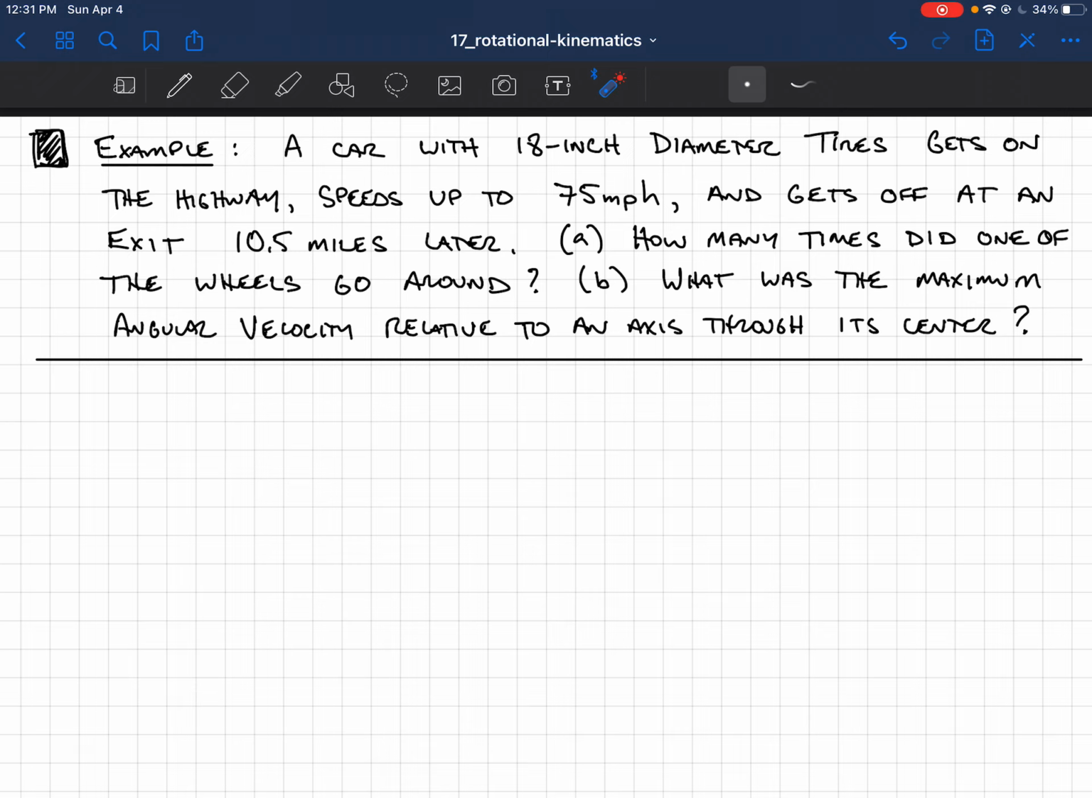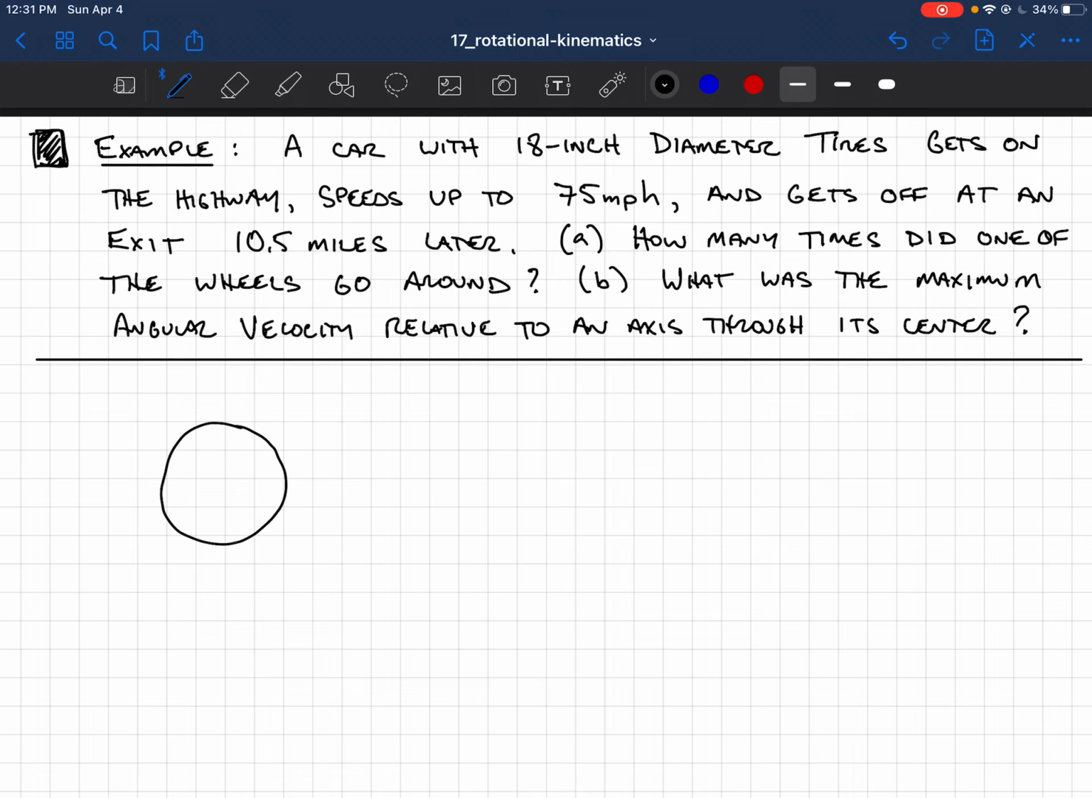A car with 18-inch diameter wheels gets on the highway, speeds up to 75, and then gets off 10.5 miles later. How many times did one wheel go around? What was the maximum angular velocity relative to an axis through its center? So this is exactly how the odometer on your car works. The odometer in your car doesn't measure the distance that you've traveled. It simply measures the number of times that your wheels have gone around. It can count the number of times your wheel goes around, and it knows the diameter of your wheel, so it knows the circumference, so it knows exactly how far it has traveled.